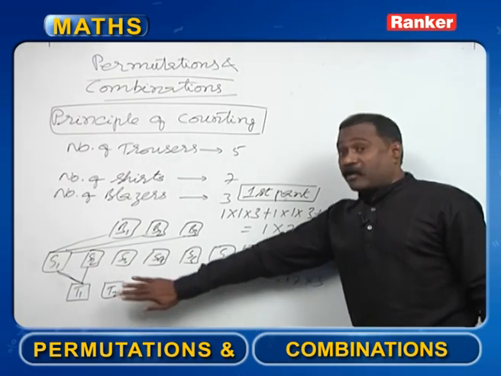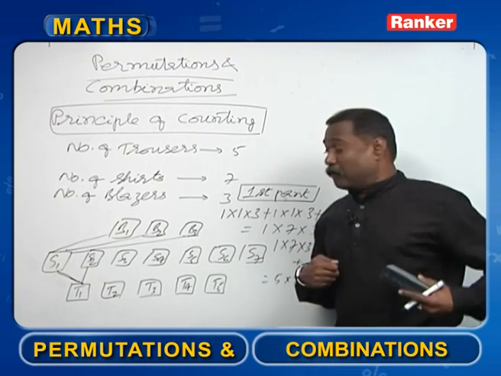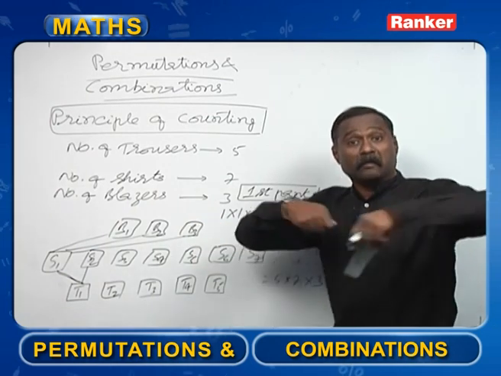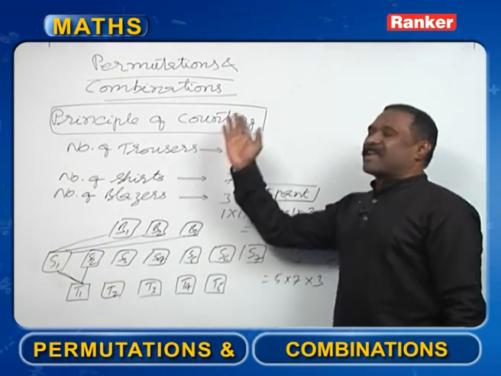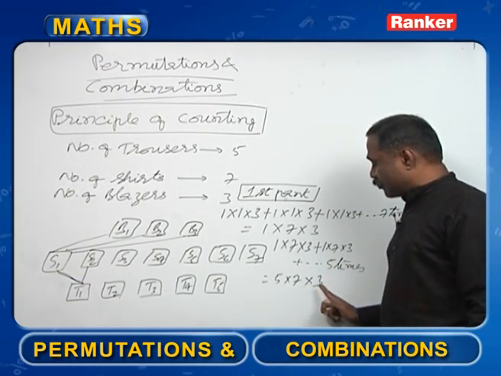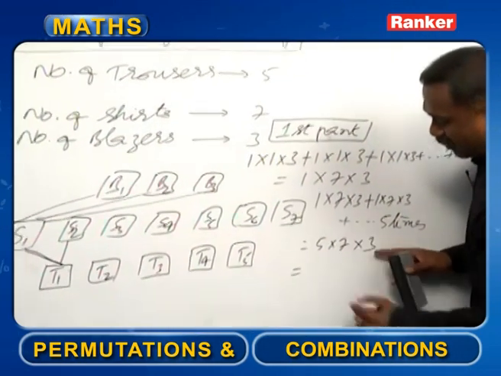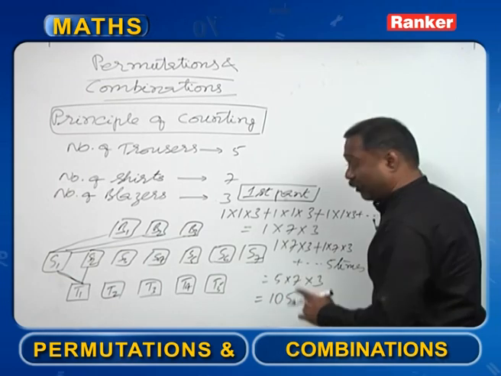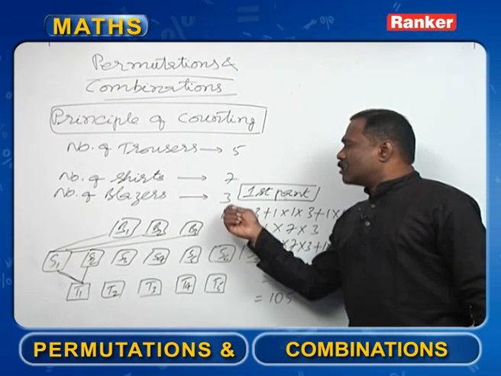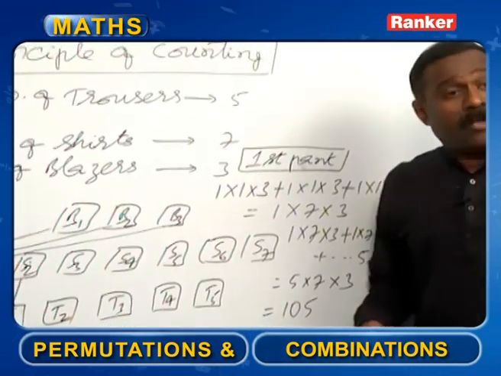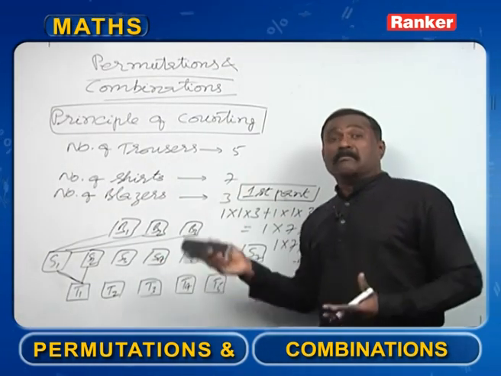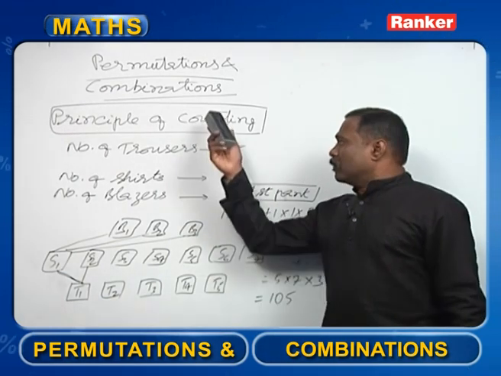Understand it? So the first operation is wearing the trouser, the second operation wearing the shirt, and the third operation wearing the blazer on it. All these can be done simultaneously in 5 into 7 into 3 ways, which is 35 into 3, that is 105. That means with these 5 trousers, 7 shirts, 3 blazers, he can create 105 different combinations. So this is a better example to understand the principle of counting.